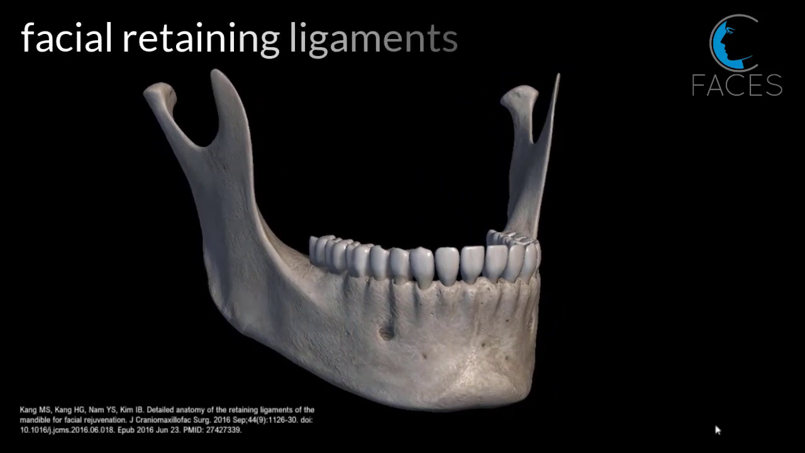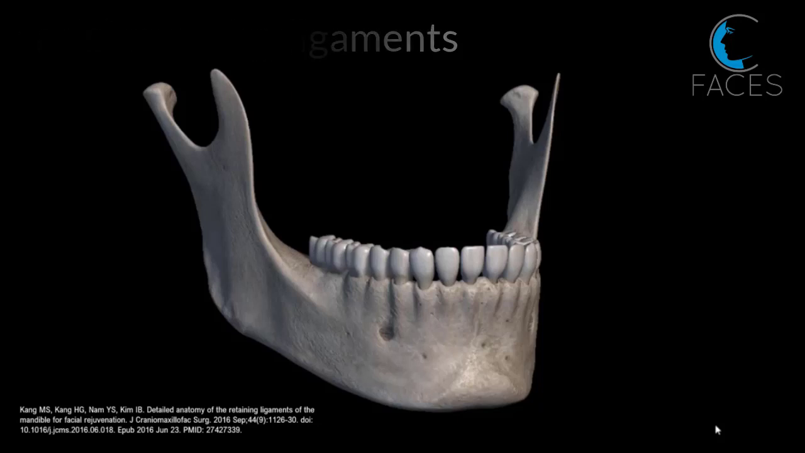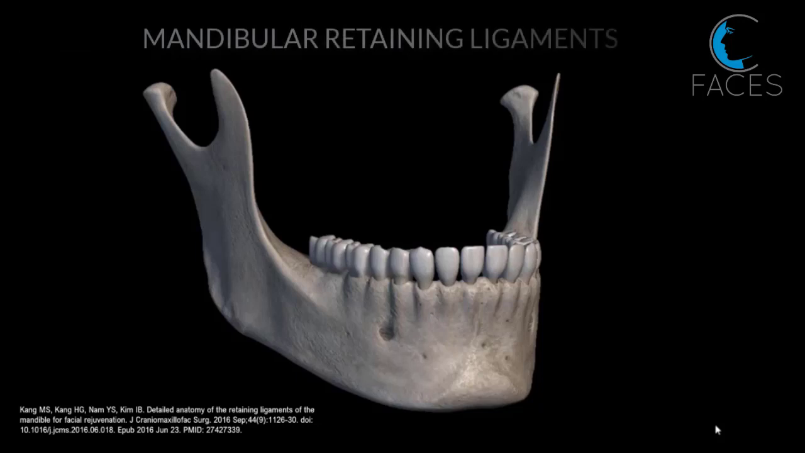Facial retaining ligaments are important to understanding concepts of facial aging and rejuvenation. They're located in constant anatomic locations where they separate facial spaces and compartments. Descriptions of the retaining ligaments are variable in the literature. Today, regarding the mandibular retaining ligaments, I'm referencing the work done by Kang and Nam in 2016.